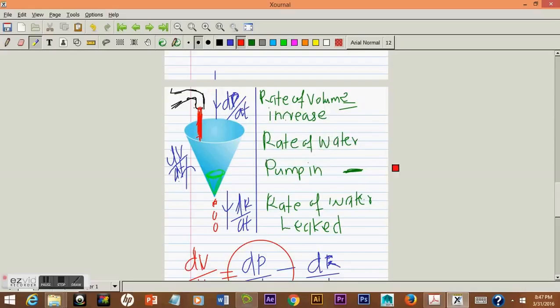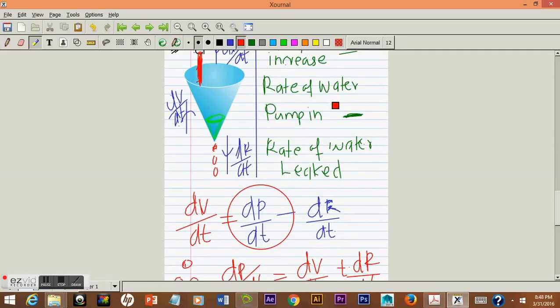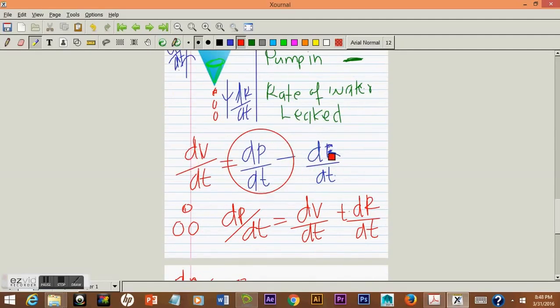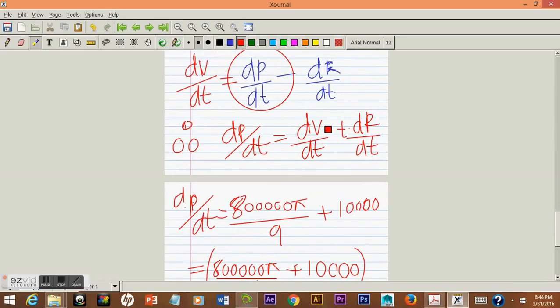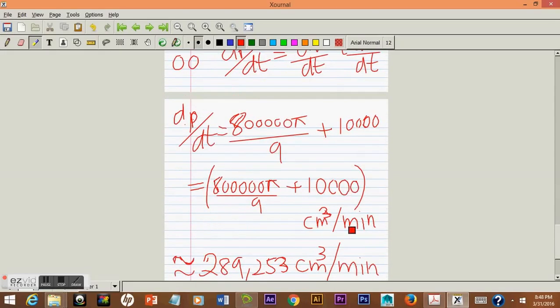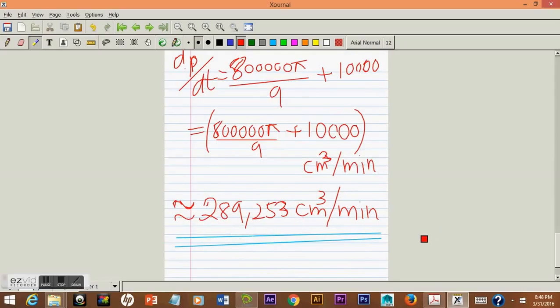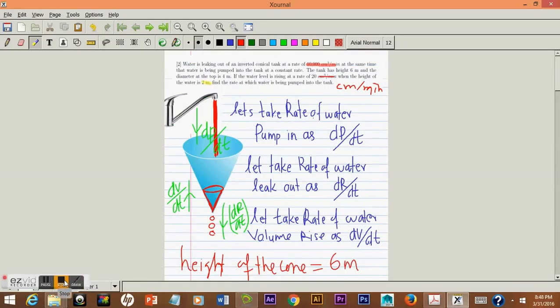This is our target. So the rate of the volume increase is equal to the rate of water pumped in minus the rate of water leaked out. This is the important equation, but a little bit confusing. So we made that simple: dv by dt is equal to dp by dt minus dr by dt. Therefore dp by dt is equal to dv by dt plus dr by dt. Then we substitute the values. dp by dt is equal to 800,000 pi over 9 plus the value which is given, that is 10,000.